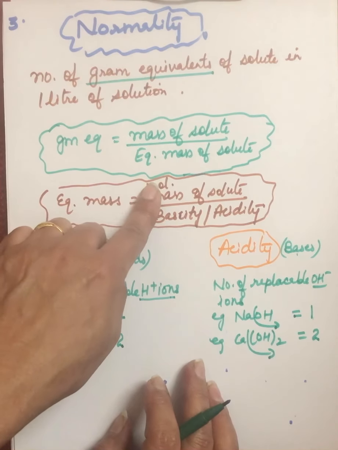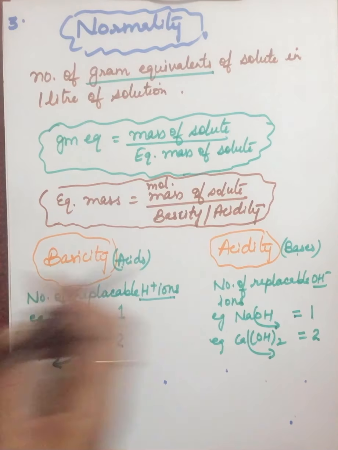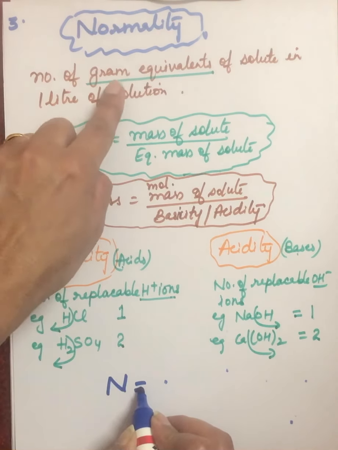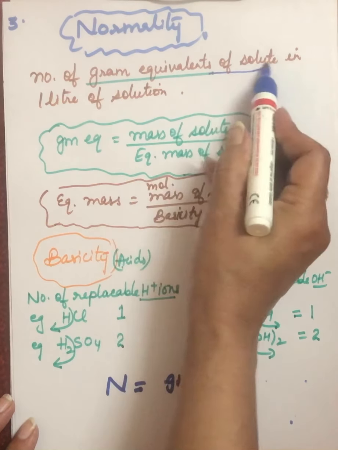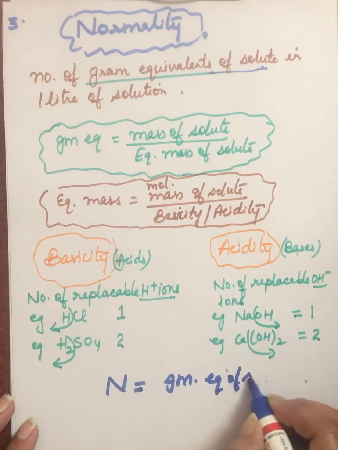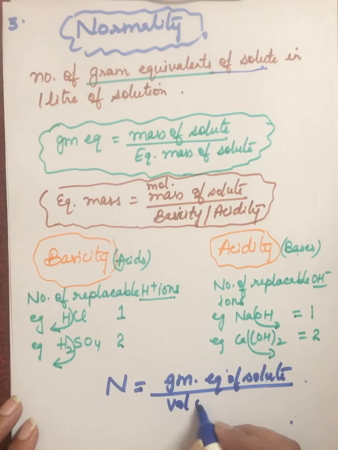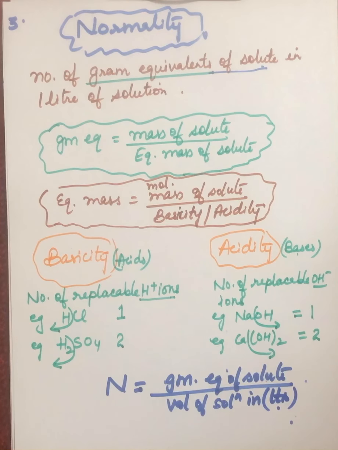Equivalent mass is molar mass we divide by basicity, or we are dividing it with acidity, that will become equivalent mass. Now what is normality here? Normality, just see, we wrote normality is gram equivalents of solute. Gram equivalents of solute we will take and divide that by the volume of solution in liters. Volume of solution we have to take in liters.